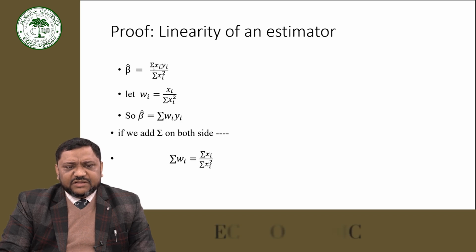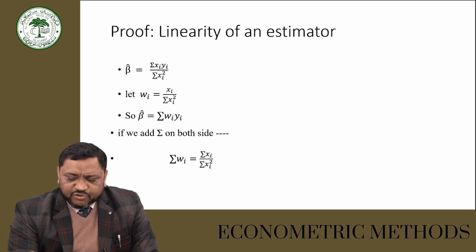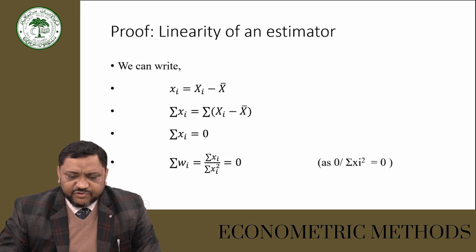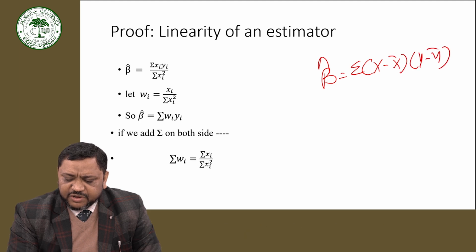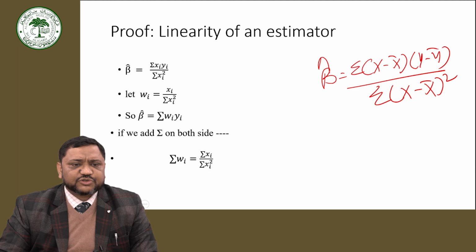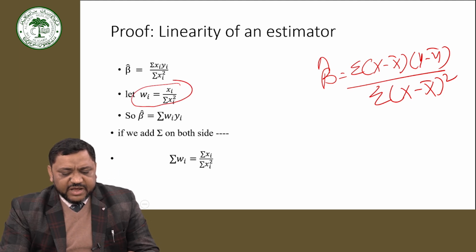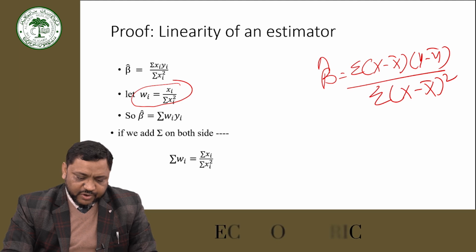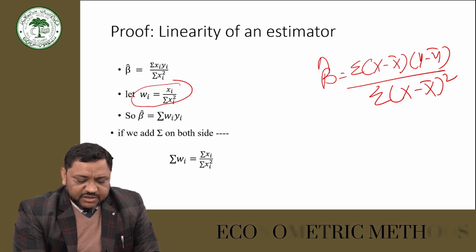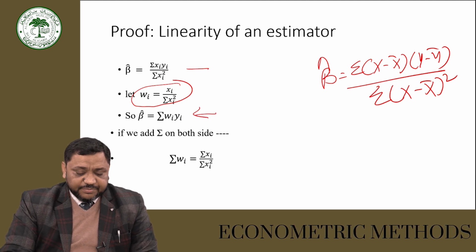Now, we know the formula for beta hat. In the deviation terms, it is equal to summation small xi yi divided by summation xi square. And if we write it in the non-deviation form, then beta hat is equal to summation (x minus x bar)(y minus y bar) divided by summation (x minus x bar) whole square. Now, we assume that this wi is nothing but xi divided by summation xi whole square. So we can write the first equation in this format, that is beta hat is equal to summation wi yi.